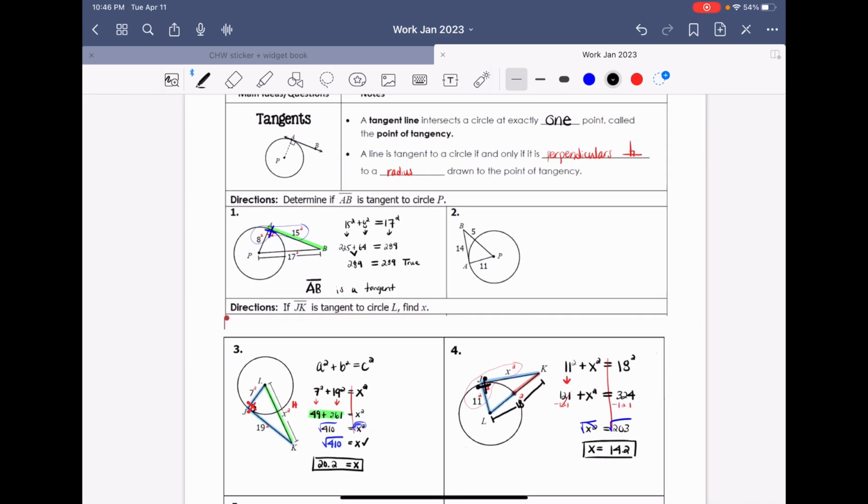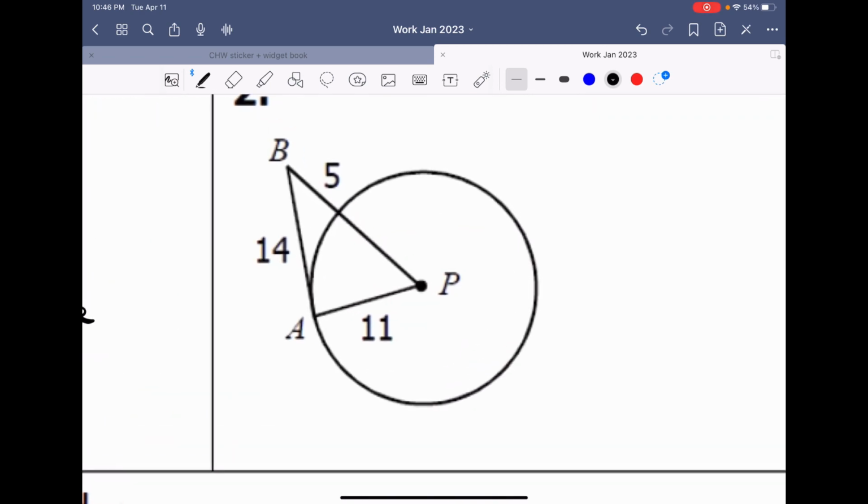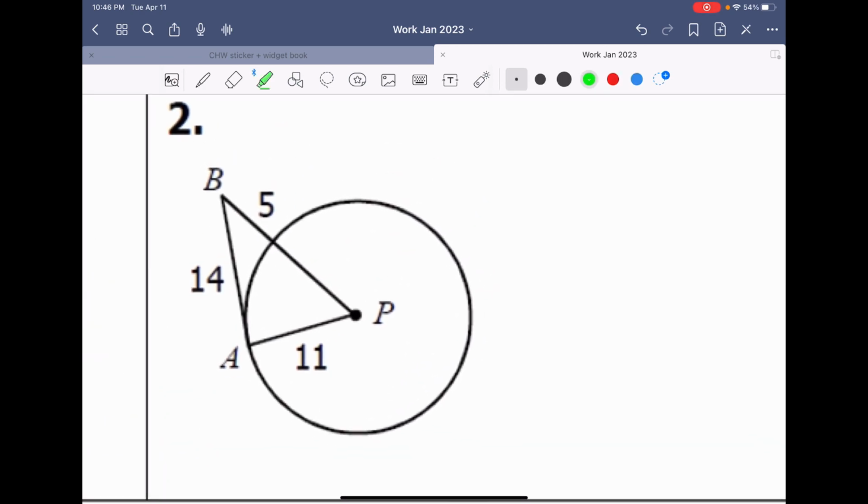So it kind of works the same way that we were doing it before. Number 2 is the same thing, but this one does have that cutting where you have 14, you have 11, and then this side is not 5. It's only 5 right here, okay? So that piece is 5. But we know that this is another radius, which is 11. So if you put them together, you get 16. Okay, so from here to here, we get 16, because 5 plus 11 is 16.